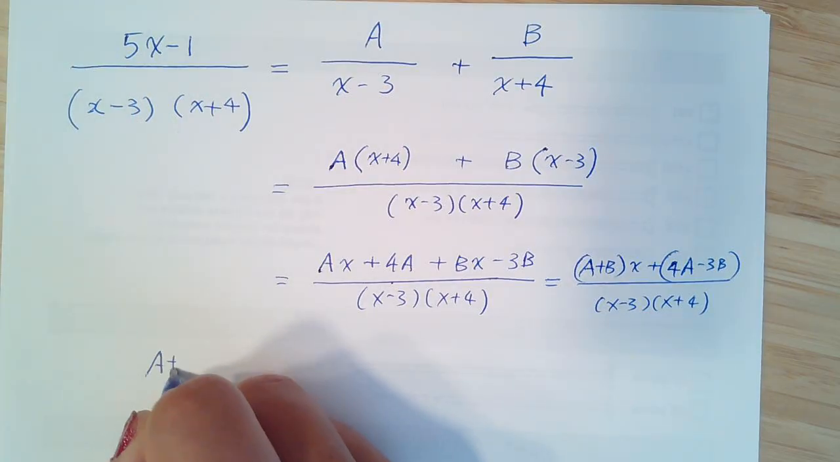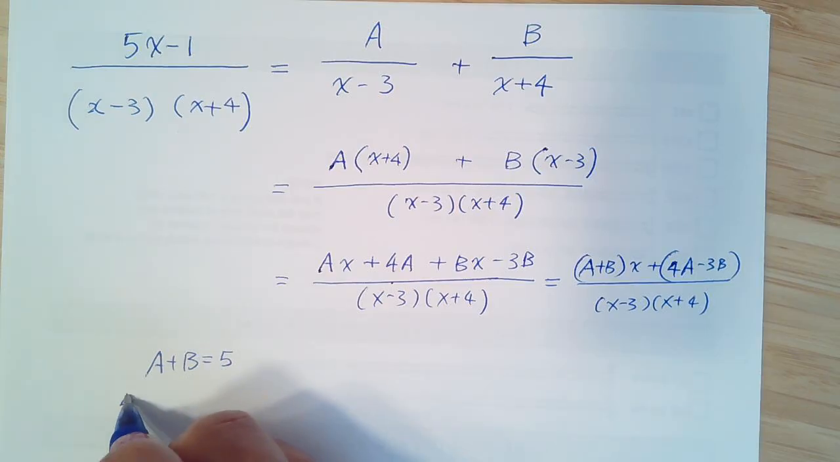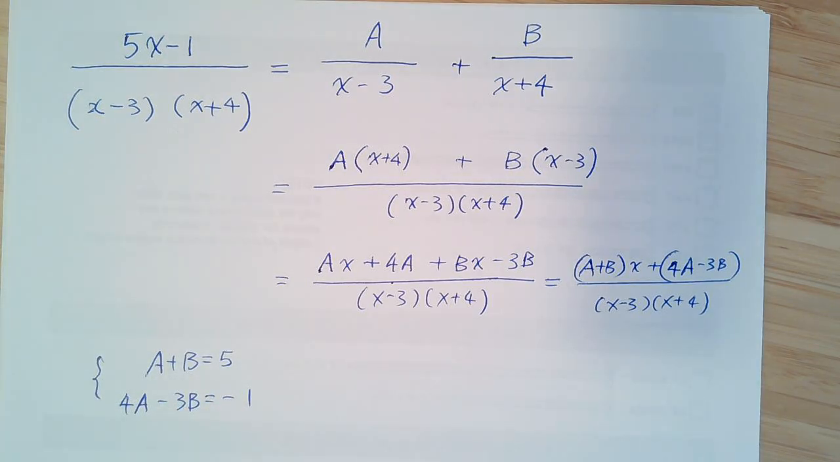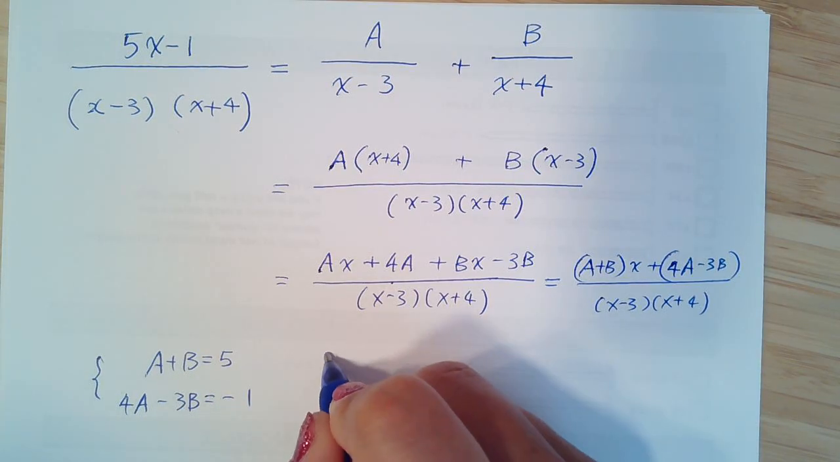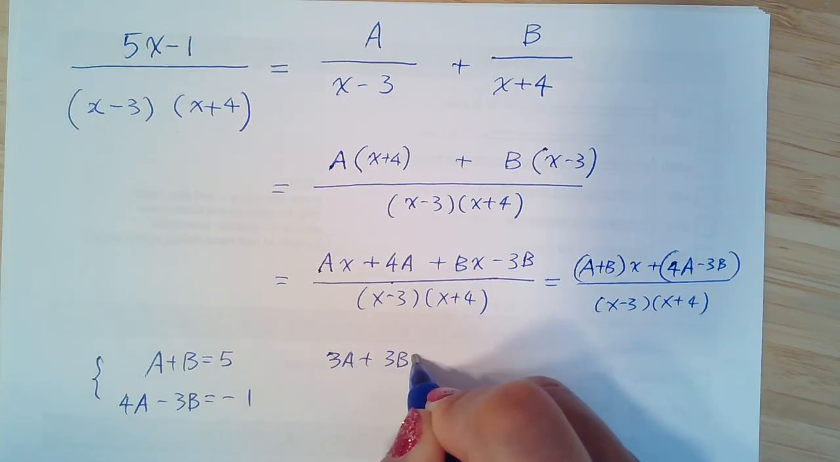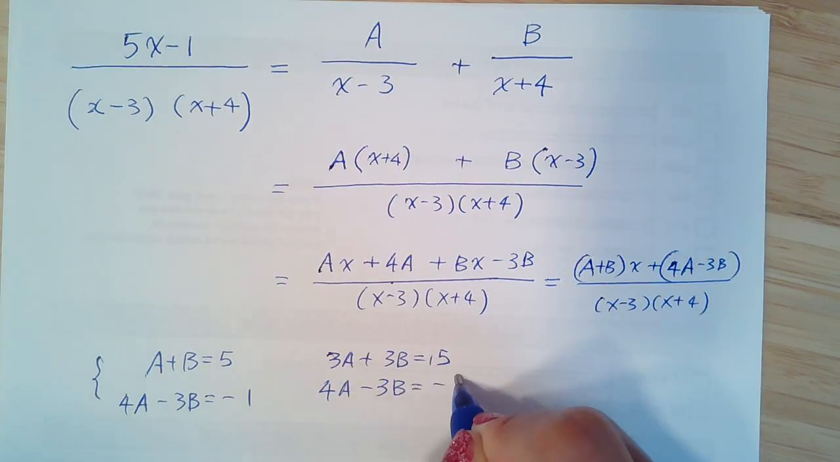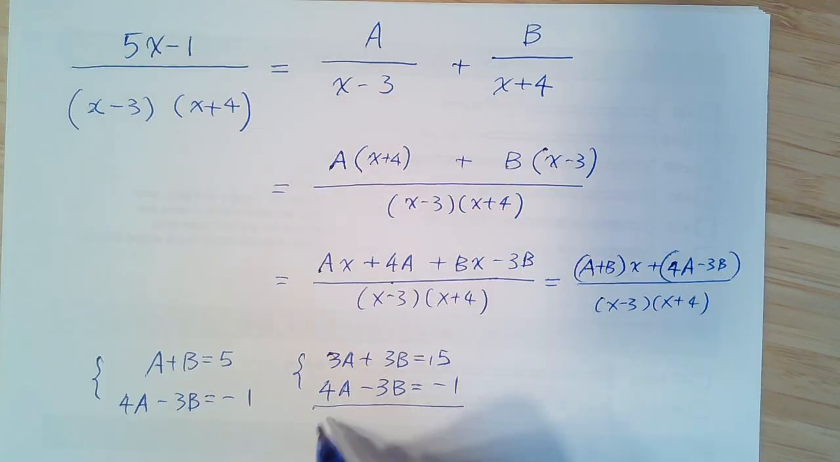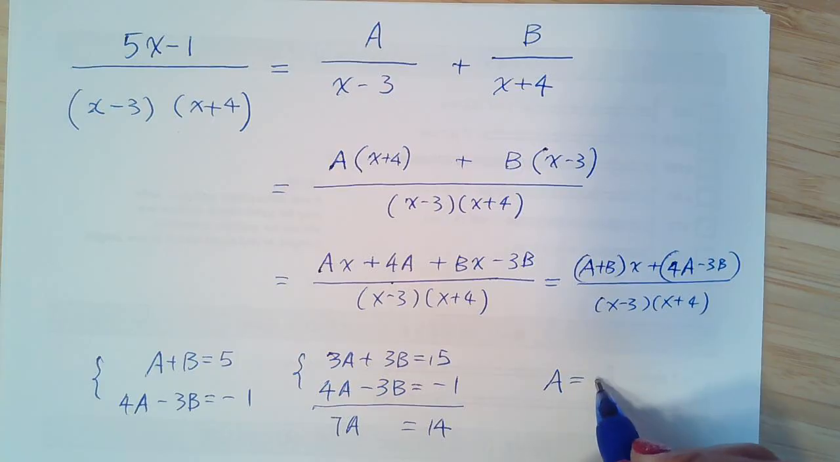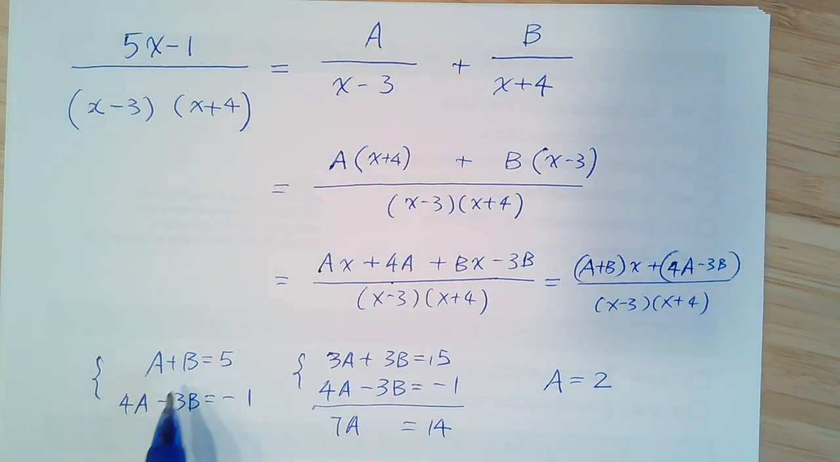Then I get A plus B equals 5, and 4A minus 3B equals negative 1. Not bad, huh? Then I need to solve for A and B. I use the first one multiplied by 3, because I want to get rid of B. So I have 3A plus 3B equals 15, and 4A minus 3B equals negative 1. Then I add them up. I get 7A, this is gone, equals 14. So luckily, I get A equals 2. And A plus B is 5, so when A is 2, B should be 3.